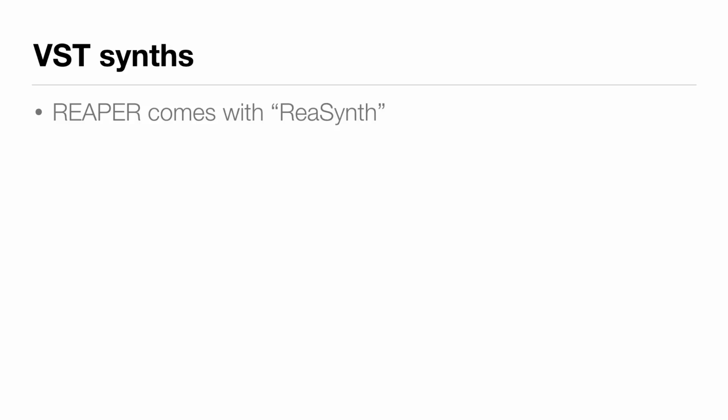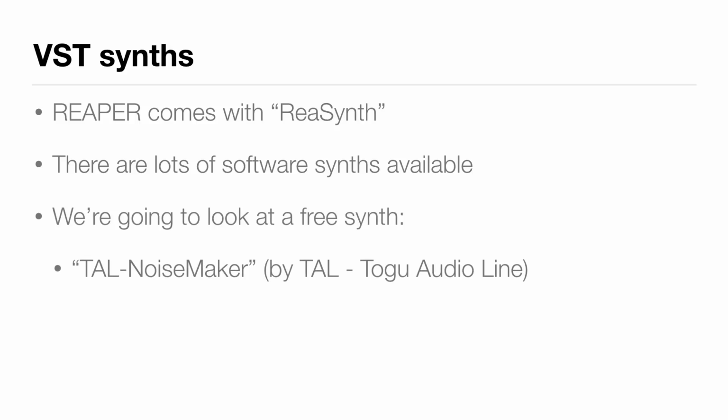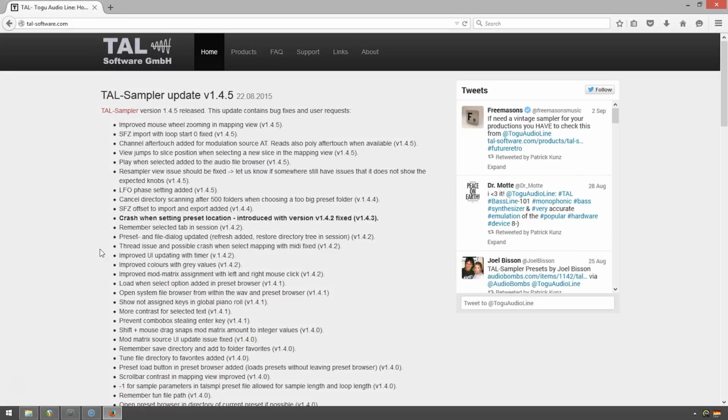Now, Reaper does come with a VST synth called ReaSynth, and it's simple and flexible, but it's not great at getting sounds quickly. But the good news is that there are lots of software synths available. Some are free, and some cost a lot of money. We're going to look at a free one called TAL NoiseMaker.